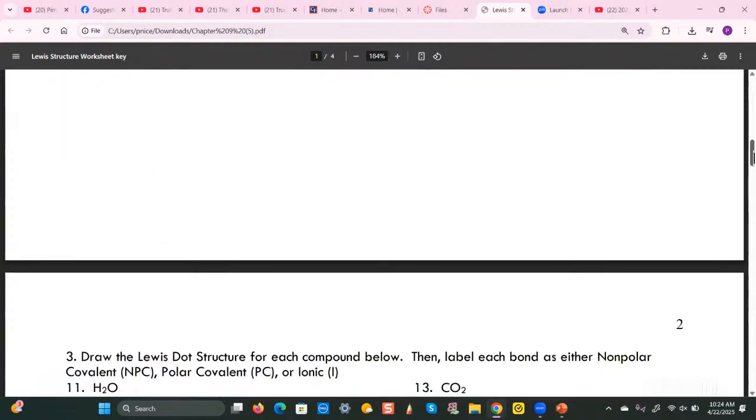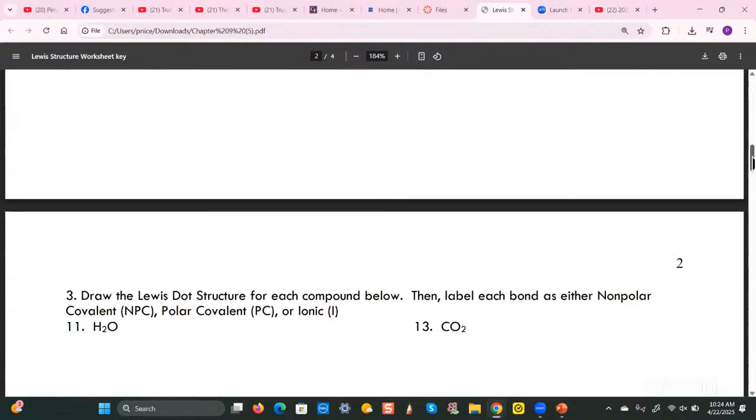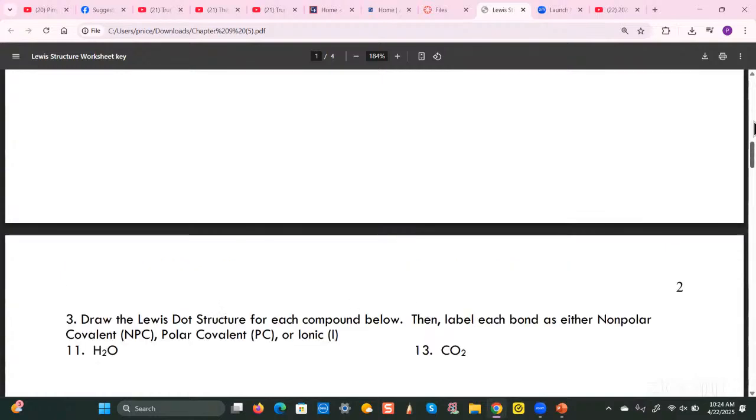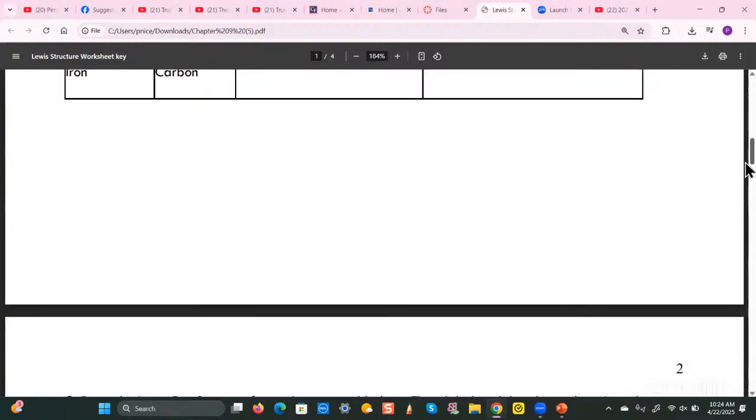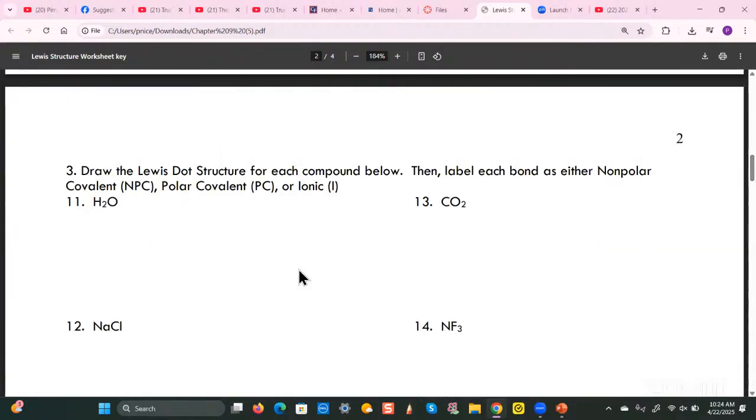Okay, number three, actually that should have been number two, but I messed up the number here. It says draw the Lewis dot structure for each compound below, and label each bond as either non-polar covalent, polar covalent, or ionic.